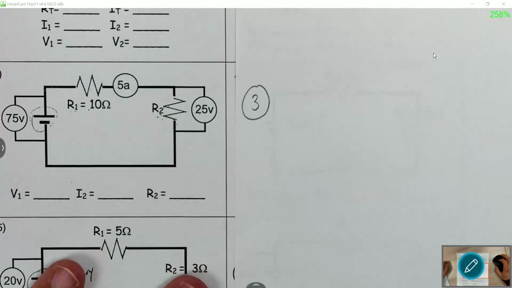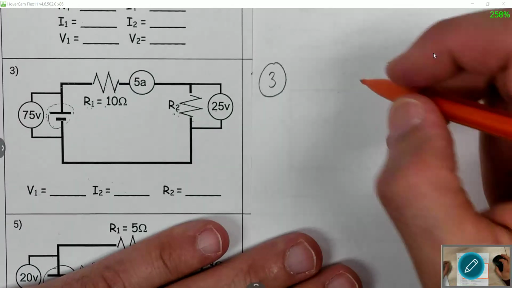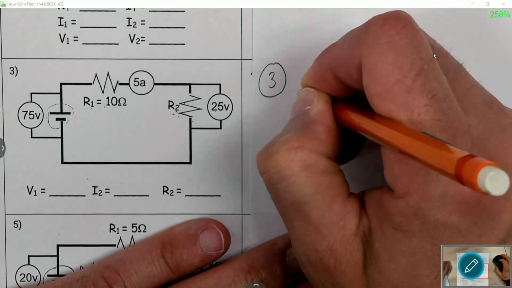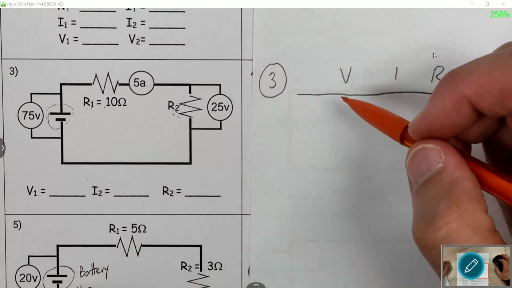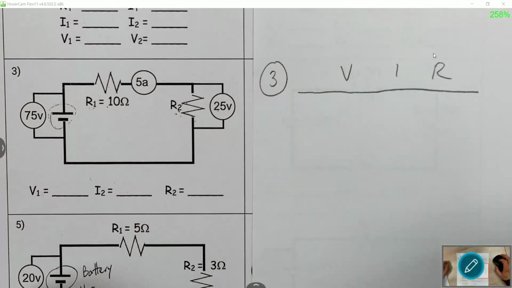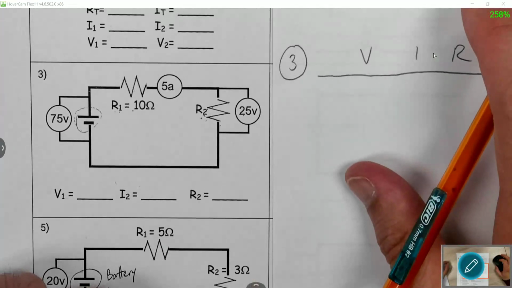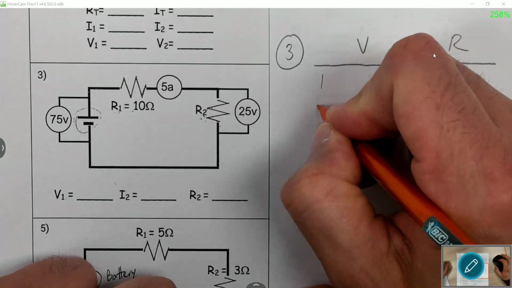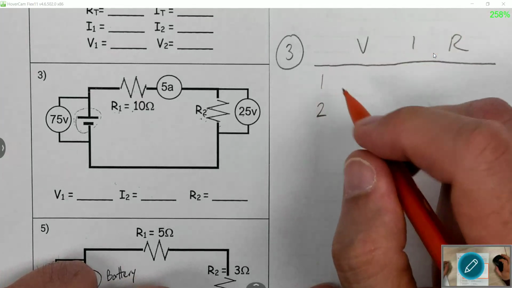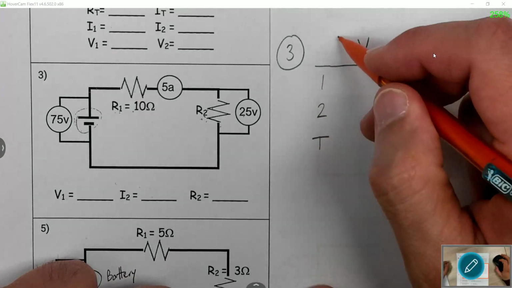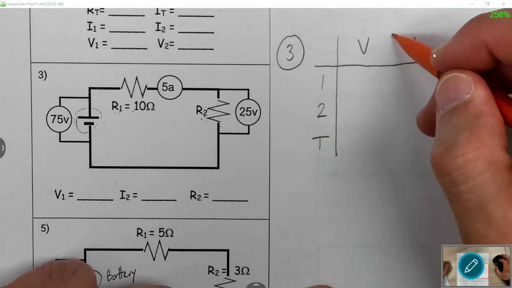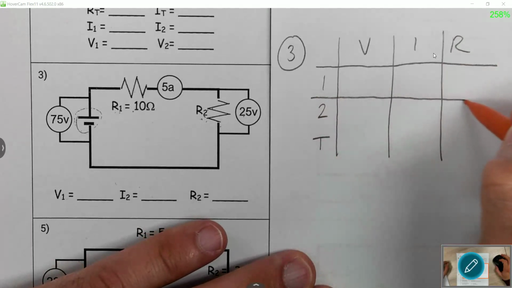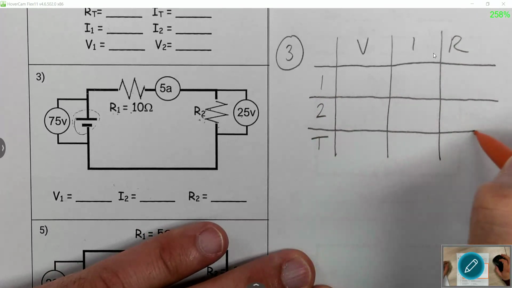For number 3, and then I'll do the others, we could do 4, 5, and 6 on the back side. For number 3, we're going to make, again, a VIR table. How many resistors do you see in this one? 2. So we're only going to make 2 rows and a total. Excellent.